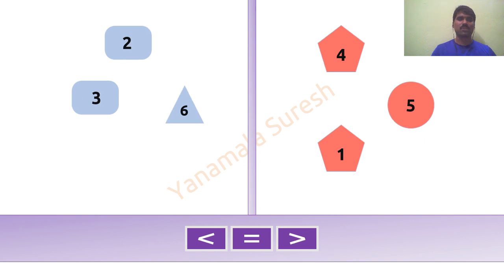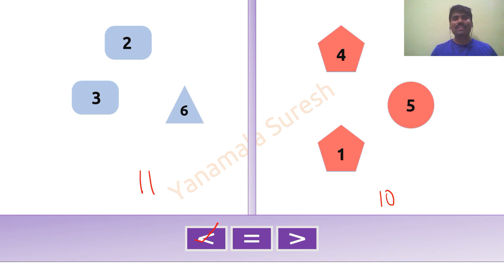Okay, next one. Now look here, 2 plus 3 plus 6. Now the sum is equal to 11. This side is 11. Now 4 plus 5 plus 1, that is nothing but 10. Now which one is greater? This part is greater. Done.